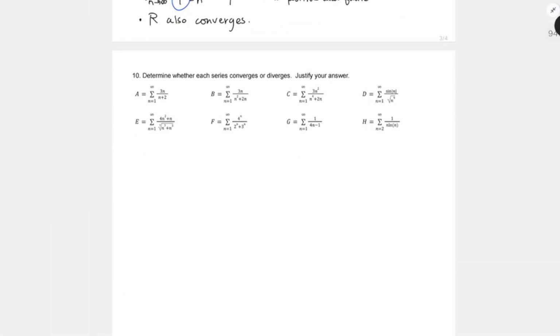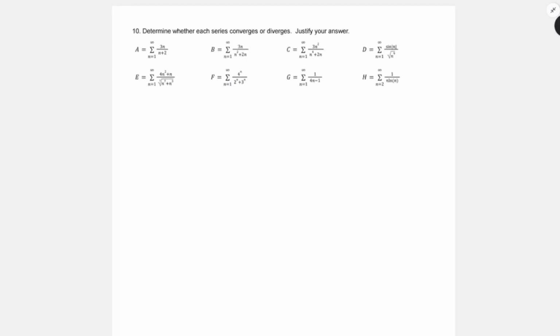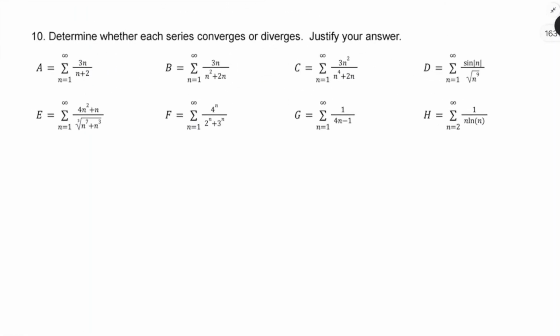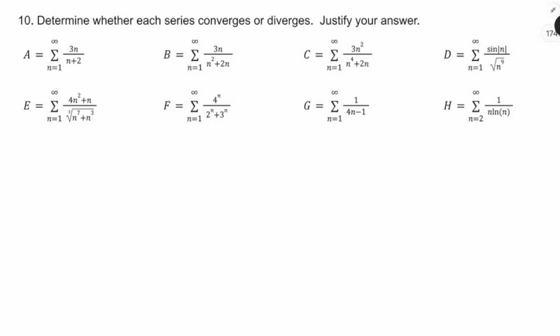All right, and then number 10, is that it? Or no, there is another problem. I don't know where this file came from. I'm pretty sure the one that I passed out, the copies, there's a number 11, and there's intended to be a number 11, so I'll just go look at what it's supposed to be and do that at the end. Okay, determine whether each series converges or diverges, justify your answer, 8 of them, yeah, that's what we need.